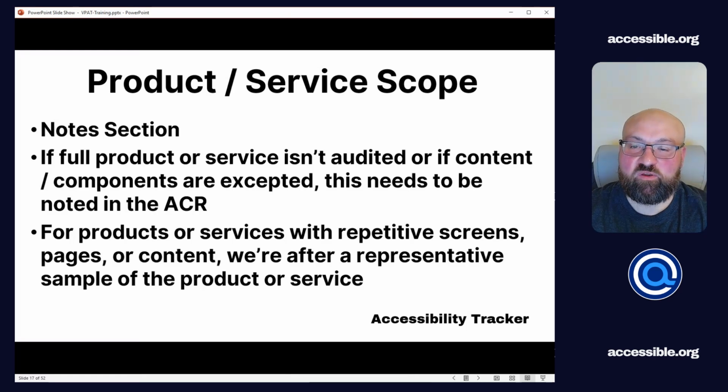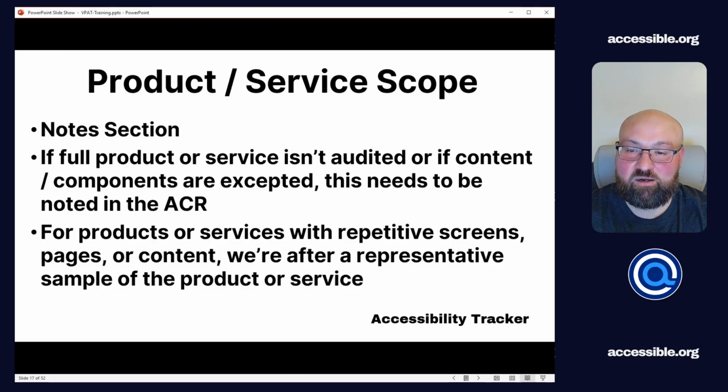Let's now go over the scope for your product or service that is covered in the ACR. We're going to include this in the notes section of the VPAT. And if the full product or service isn't audited, or if there are content and/or components that are excepted, this needs to be explicitly noted in the ACR.